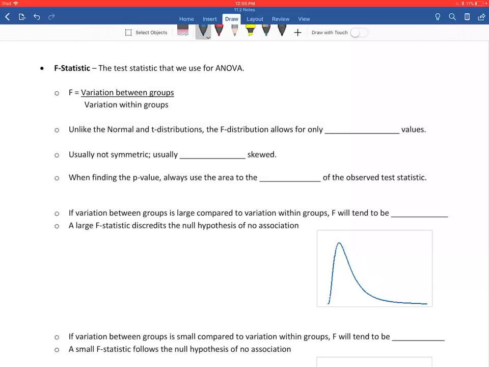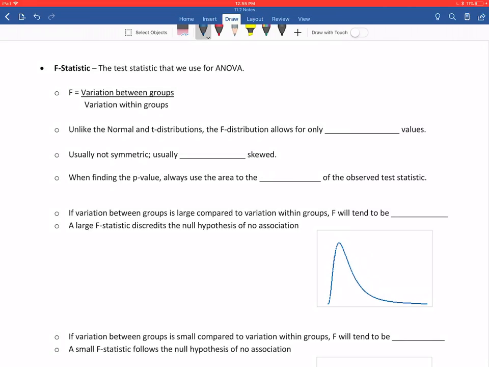So your F is calculated technically by taking the variation between the groups and dividing that by the variation within the groups. Now StatCrunch is going to calculate that value for us, but that is kind of where it's coming from. It's possible to calculate it by hand, but we're going to use our technology.